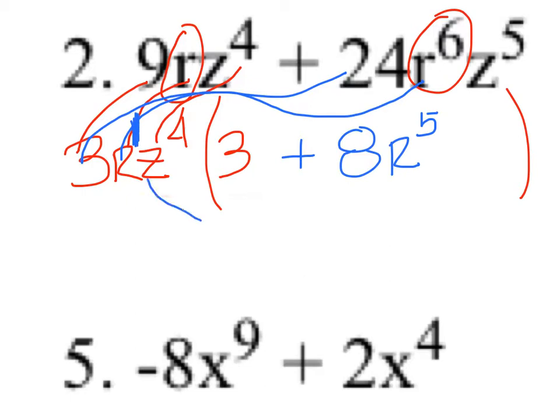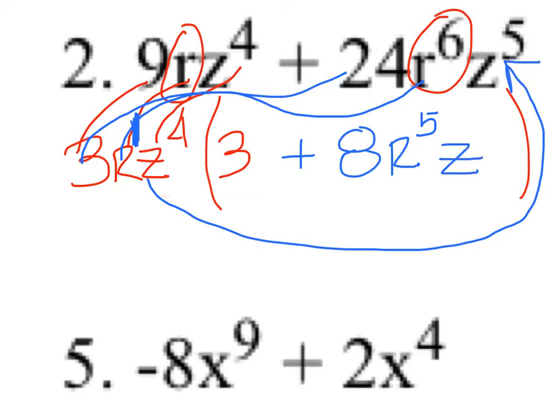Z to the fourth times something is z to the fifth. Z. It's just z, yes. In order to do well on this, you must know how to do the following. So, for example, if you find yourself in a position where you want to find out what you multiply this by to come up with something up above that is this.